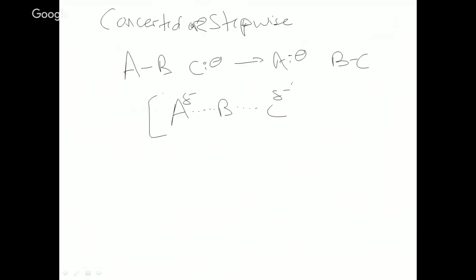We have partial negatives and delta double dagger. Double dagger is just for transition state. This is the transition state. You go from here to here. That's the highest energy species, okay? So the point being, we're introducing things in Chapter 7 now, okay?